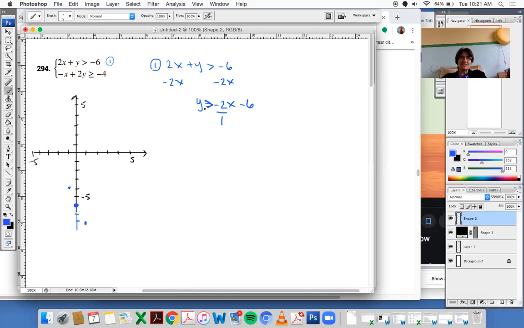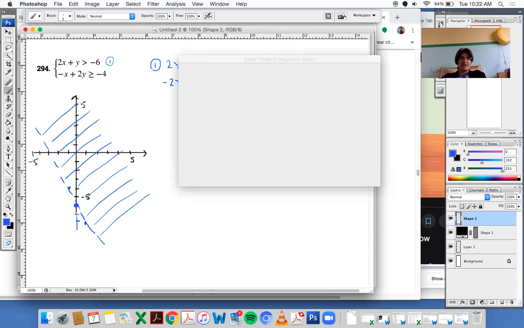Okay, so this is bigger than, okay? So this is going to be a dashed line. Let's draw a dashed line like this. Okay, and because it's y is bigger, we shade above. Okay, so we're done with the first one.